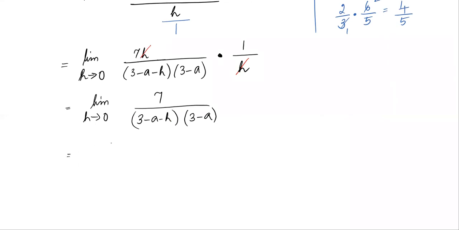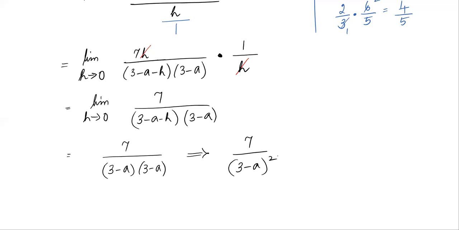At this point, you can apply the limit. So 7 over 3 minus a times 3 minus a, because when you apply the limit for h as 0, that goes away, so you have this. So technically, you have 7 over 3 minus a, the whole square, as your final expression. When you know a, you can find the derivative at that point a. As it stands, your expression contains an a in it so that it can be used for any substitution for a. And that is the derivative of a rational function.